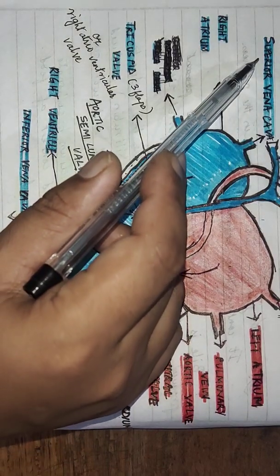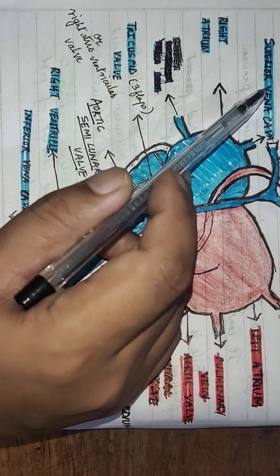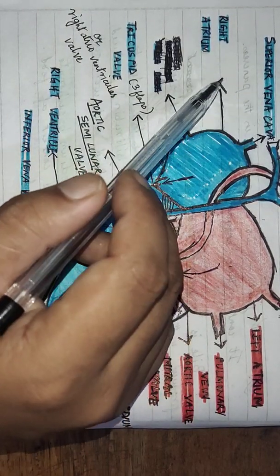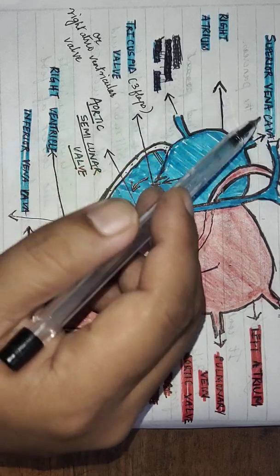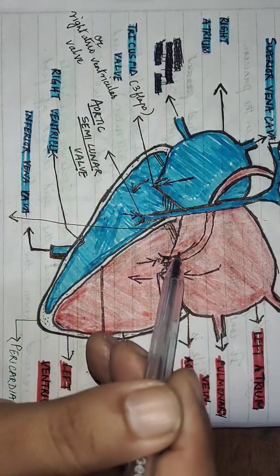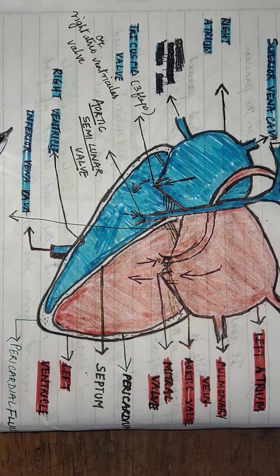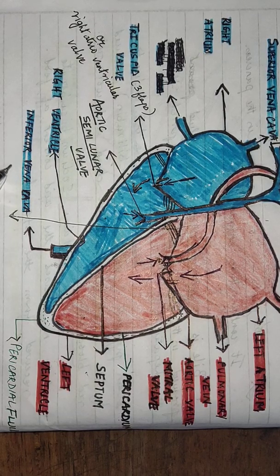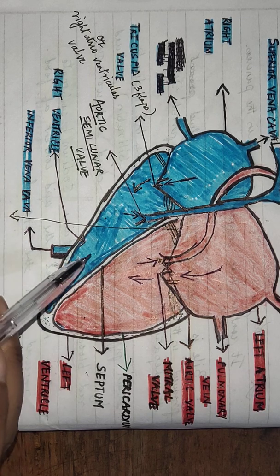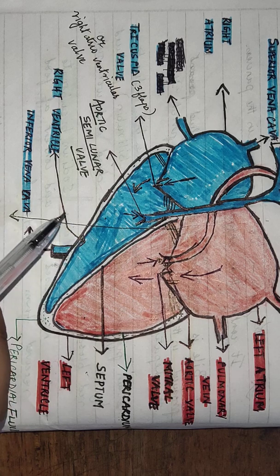We have the anterior, another name for which is the superior vena cava, that carries deoxygenated blood from the head to the heart. We have the inferior vena cava, or posterior vena cava, that carries blood from the lower part of the body to the heart.